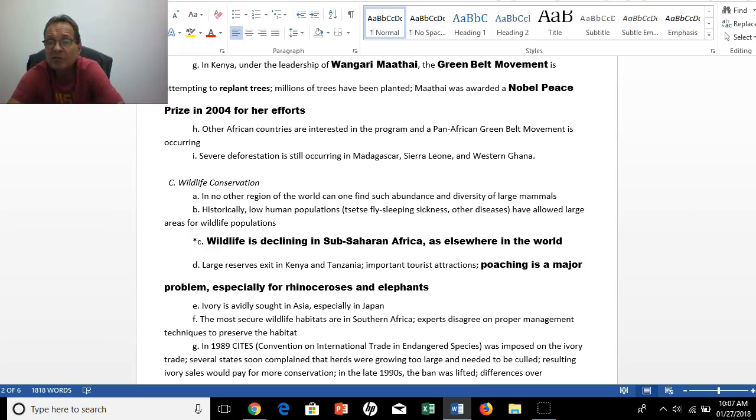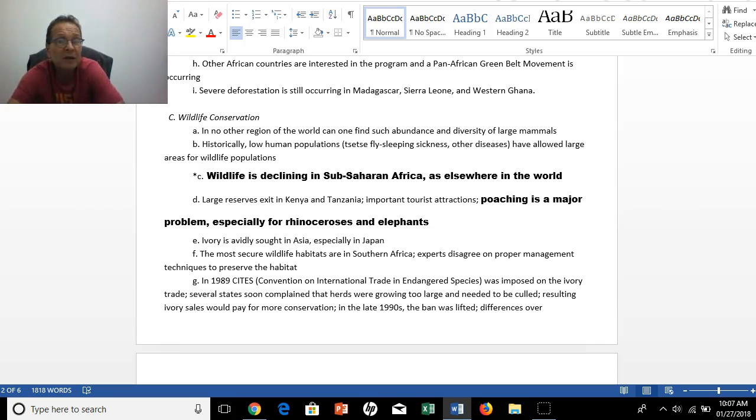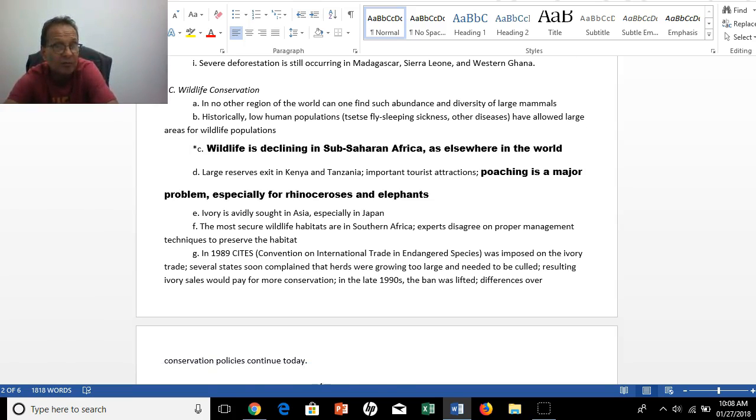Wildlife conservation is another issue. Wildlife has been declining. Historically, this part of Africa didn't have a lot of human beings living there because of all the diseases that were possible to catch while you were living in that area. But in the 20th century, one of the triumphs has been the eradication of many diseases, and now there are more human beings living in these regions of sub-Saharan Africa, and as a result, the wildlife has been slowly being killed off, and poaching is a major problem, especially for rhinoceroses and elephants, because ivory is a very lucrative item to sell, especially in Japan.